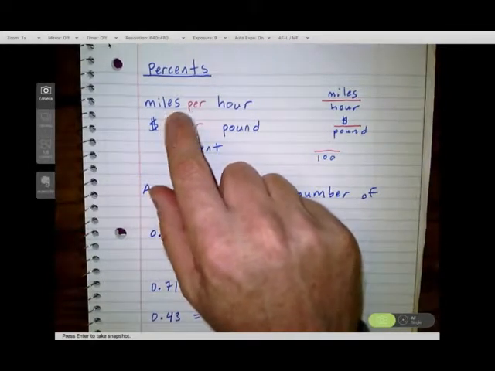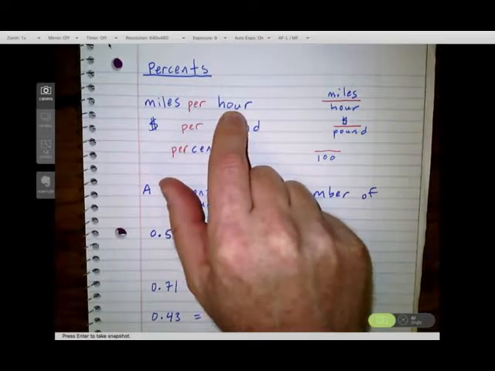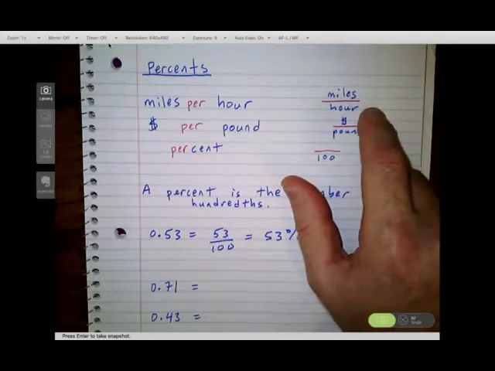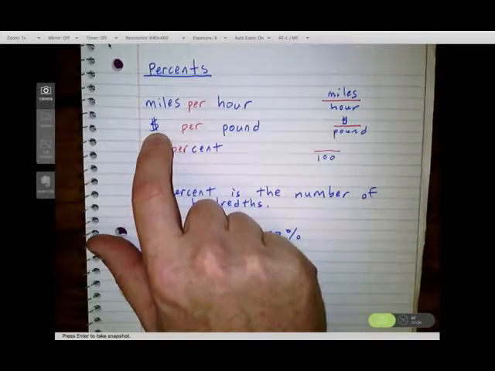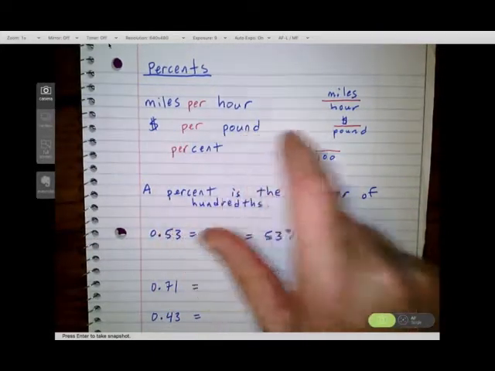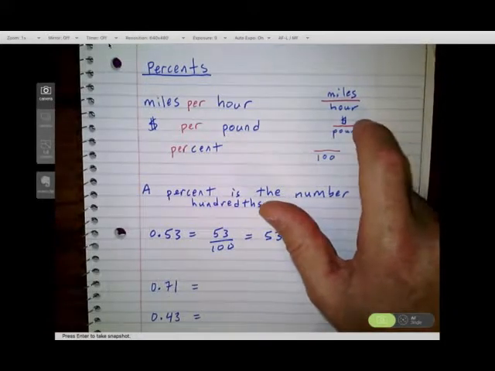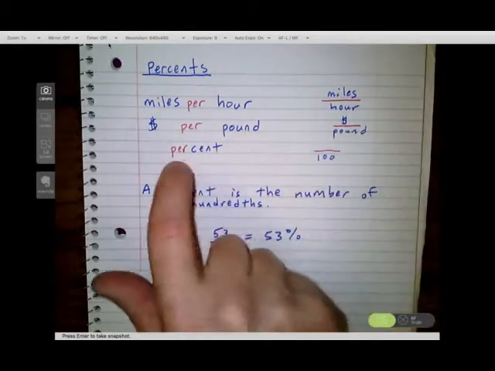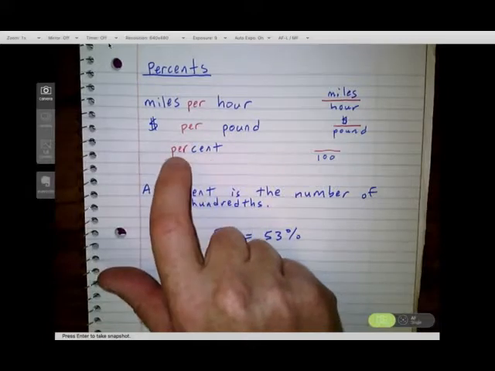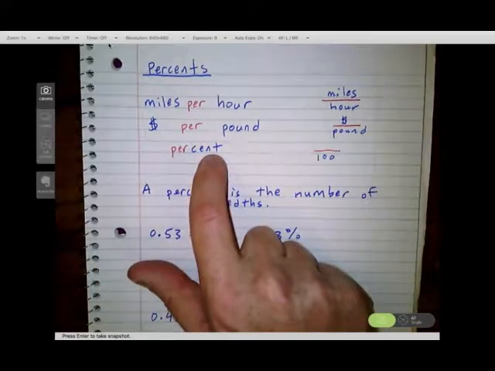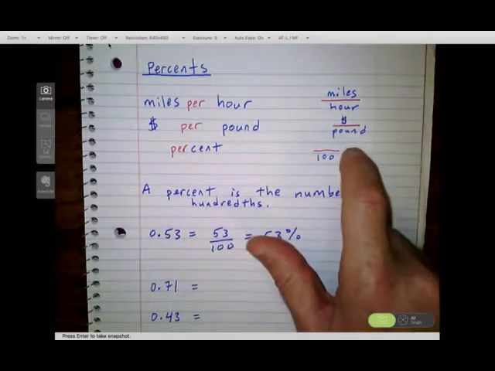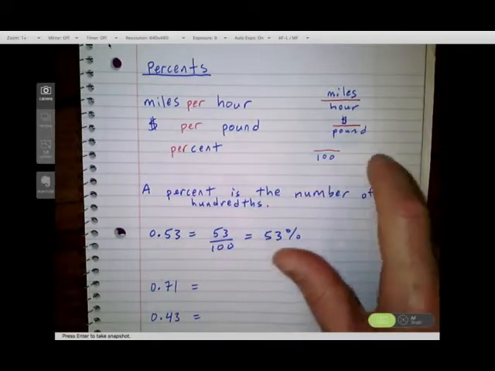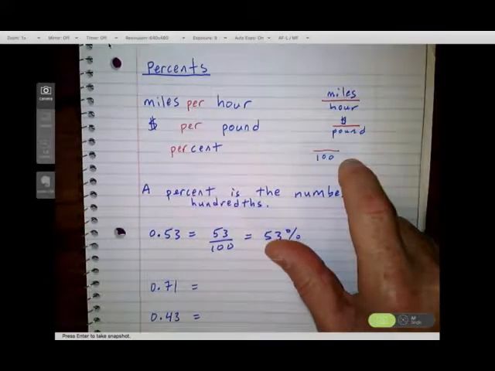So if I were to say miles per hour and write that mathematically, it would look like this: miles divided by hours. Similarly, if I say dollars per pound, that would be written like dollars divided by pounds. So when I say percent, per means divided by, and cent, well, if you think about it, there's 100 cents in a dollar or 100 years in a century, so it's per divided by cent 100. So percent is divided by 100.